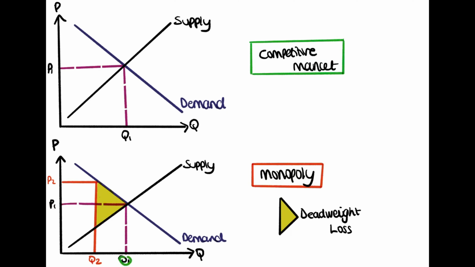At point Q1, the market is said to be allocatively efficient because this is the maximum output that we can reach where there is no welfare loss created. In contrast to point Q2, in which price is higher and there is a deadweight loss to society. So we have lost the allocatively efficient point in a monopolistic market.